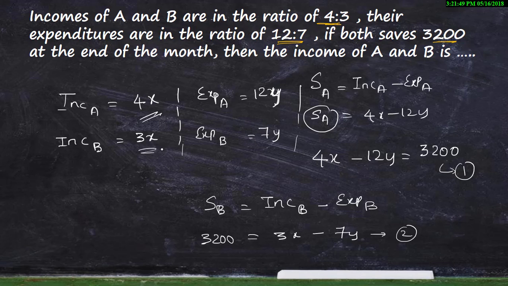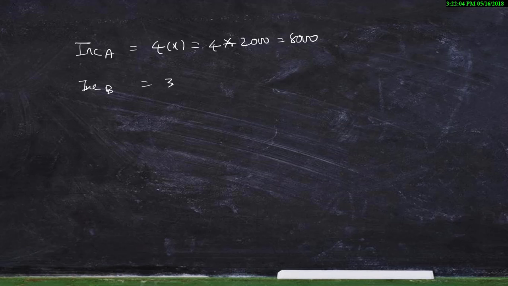Income of A is 4x, income of B is 3x. So income of A is 4 into x, that means 4 into 2000, 8000. Income of B is equal to 3x, that means 3 into 2000, that will become 6000.